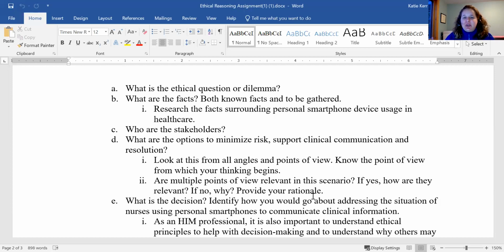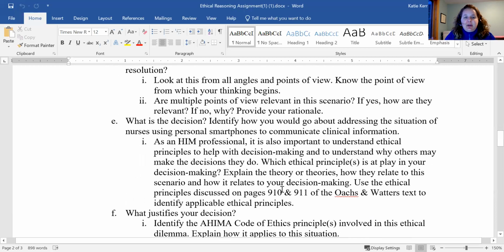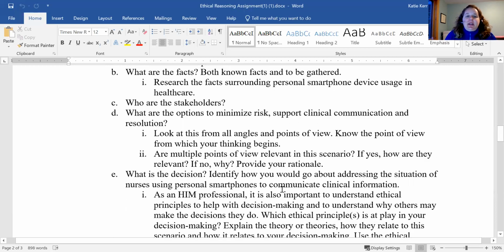So really take some time to research the facts surrounding personal smartphone usage in healthcare, and what the risks associated with that are, and try to decipher what's fact and what kind of information needs to be gathered in order to make a solid ethical decision, okay? Then identify the stakeholders, so the direct stakeholders, and maybe some indirect stakeholders that would be involved in this ethical dilemma or scenario. And then the next question: what are the options to minimize risk, support clinical communication, and resolution? So think about this from all angles, okay?